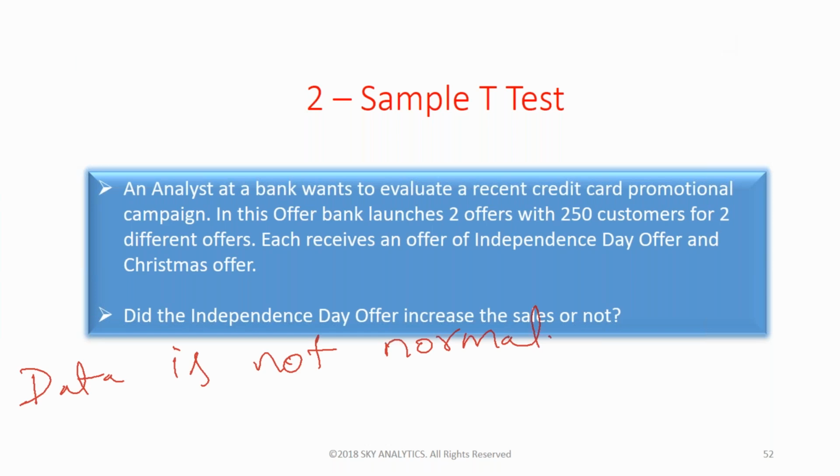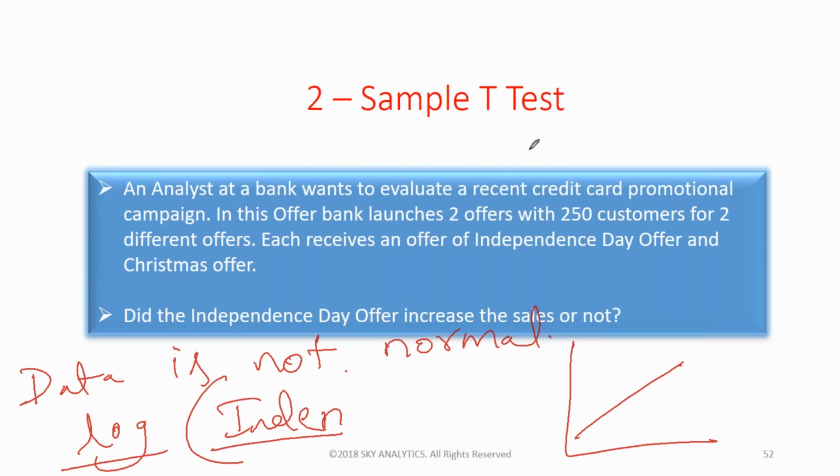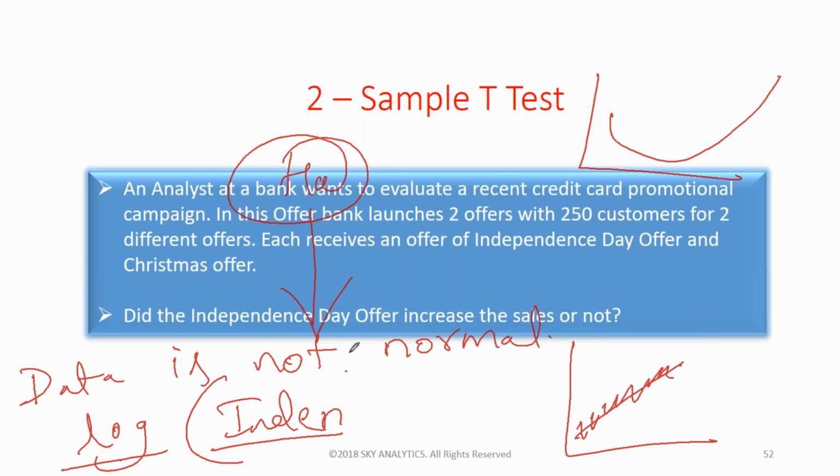If your data is not normal, you should make your data follow normal distribution. Instead of using Independence Day directly, you can use log of Independence Day. If you take log of Independence Day data, then your data might follow normal distribution. That is your alternate hypothesis. If your data is not normal, you are taking some action. So that action is nothing but your log.